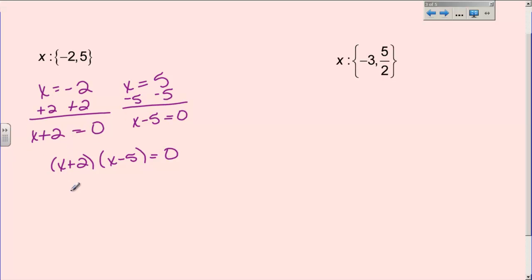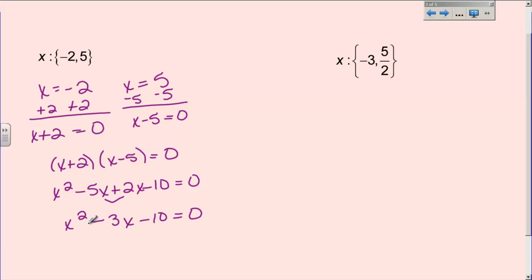So we're going to do x times x gives me x squared. X times negative 5 is negative 5x. 2 times x is 2x. And 2 times negative 5 is negative 10. Put your middle terms together here so that you end up with x squared minus 3x minus 10 equals 0. This is the quadratic that has these two numbers as solutions. So let's do one more example. We'll do another one. I have right here x equals negative 3, and I have x equals 5 over 2.